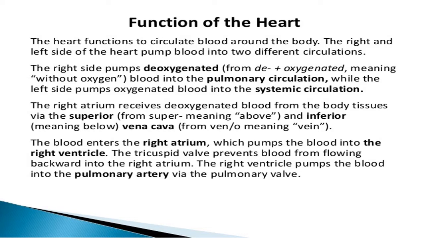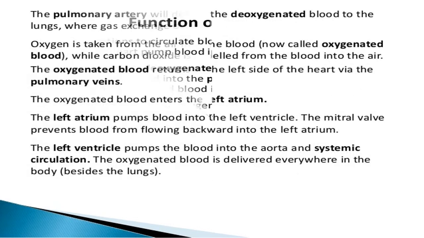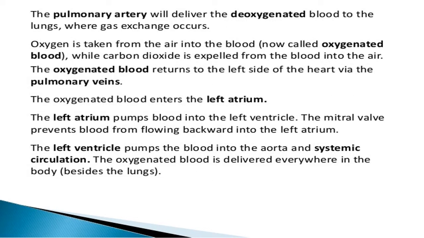The right atrium receives deoxygenated blood from the body tissues via the superior vena cava and inferior vena cava. The blood enters the right atrium, which pumps the blood into the right ventricle. The tricuspid valve prevents blood from flowing backward into the right atrium. The ventricle pumps the blood into the pulmonary artery via the pulmonary valve. The pulmonary artery will deliver the deoxygenated blood to the lungs, where gas exchange occurs.